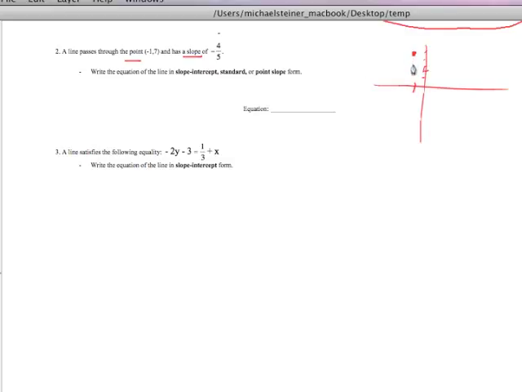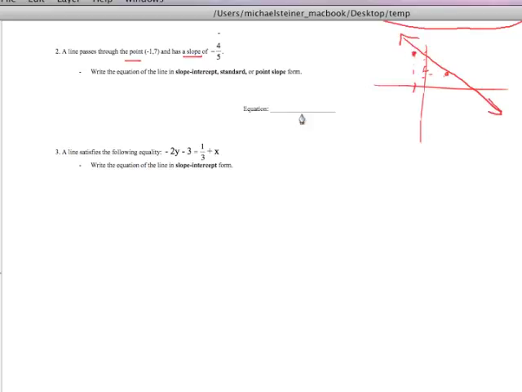It means it just goes, remember, this is rise over run. So let's say it sinks 4 every time it runs 5. Down 4 for every time it runs 5. So the equation looks something like that.